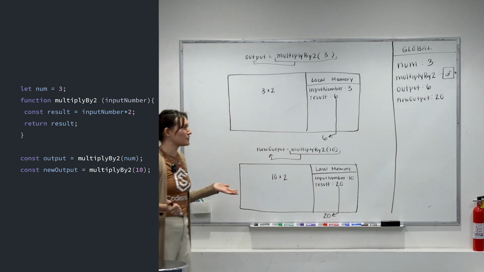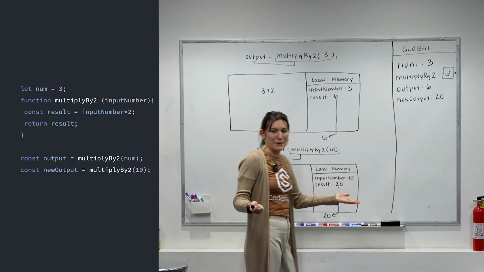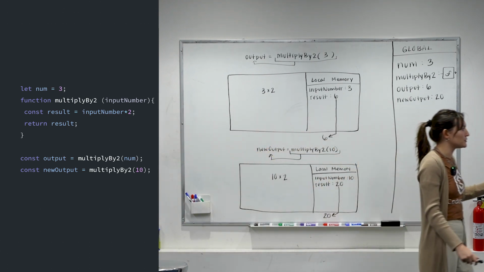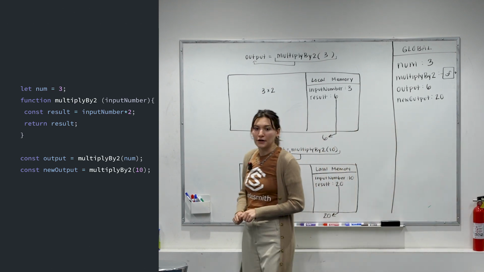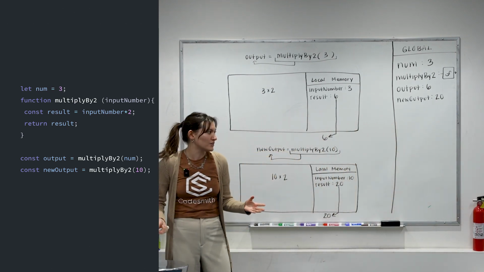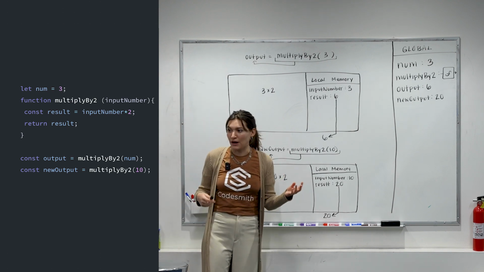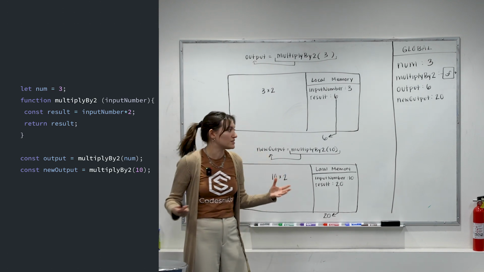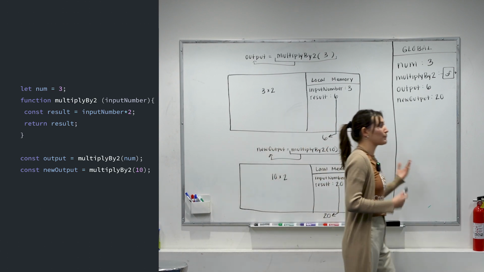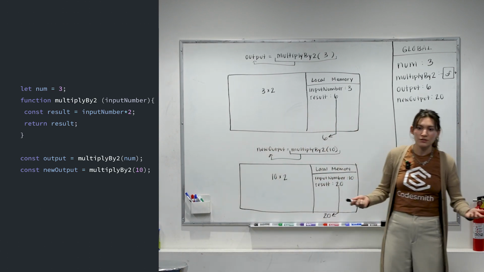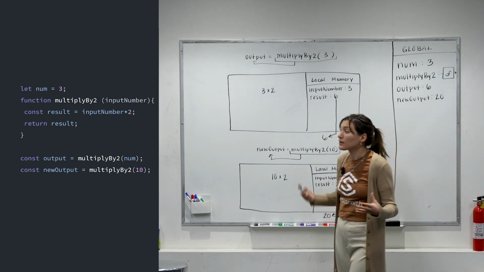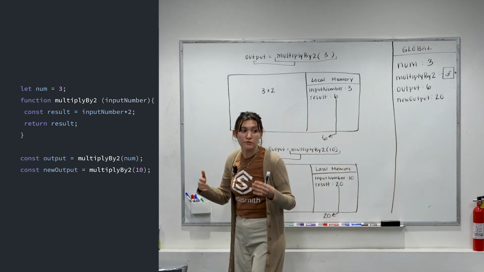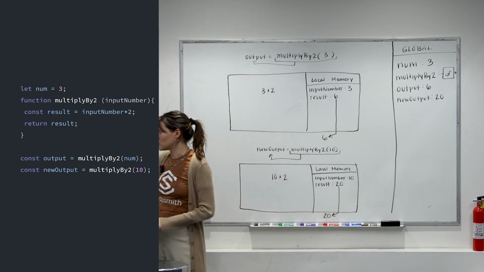We were able to declare this function multiply by 2, and we were able to invoke it 2 times. We were able to run that functionality inside of there 2 times with 2 different values. And this is one of the great things about functions. They are reusable pieces of code. So now anytime I want to multiply a number by 2, all I have to do is invoke that function instead of writing that code over and over again to multiply a number by 2.